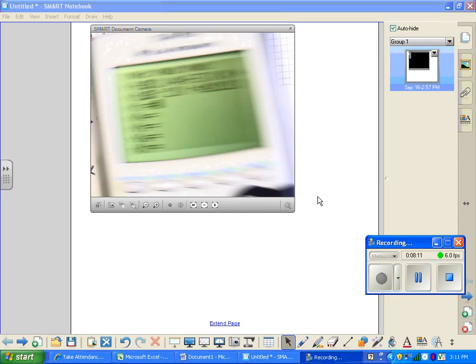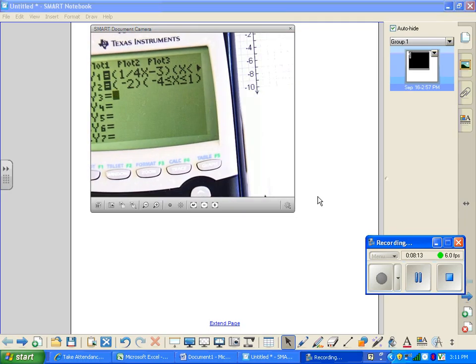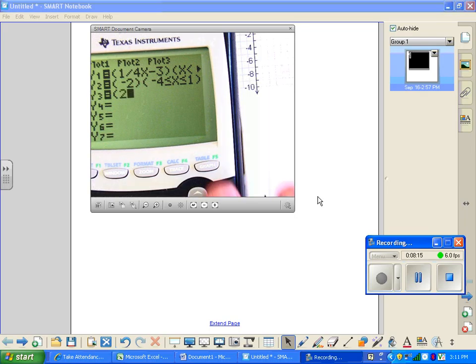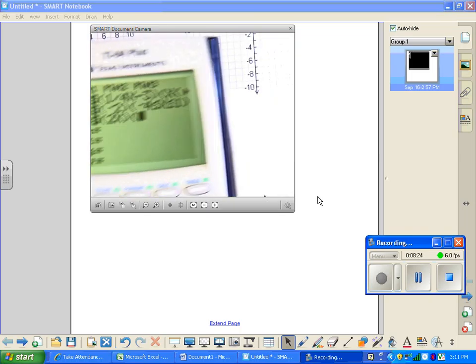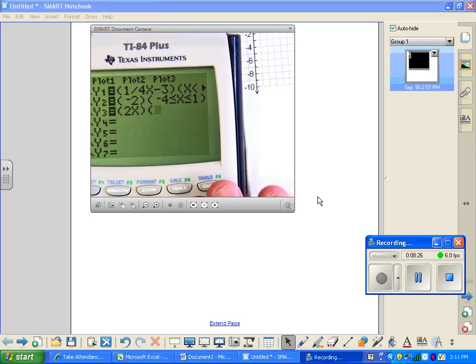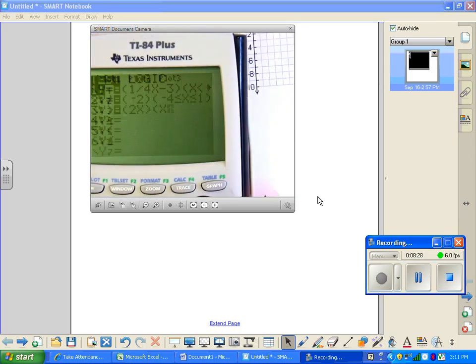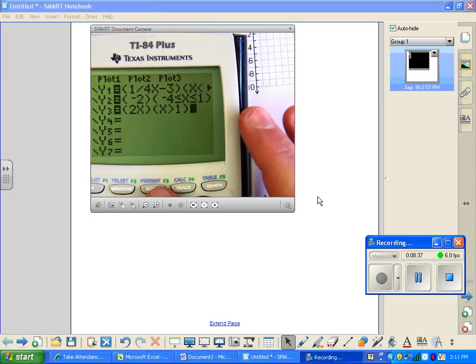Okay, and then the last one, you had 2x. Again, the whole key with the piecewise functions is that everything has to be put in parentheses. And then in the parentheses, that restriction was x had to be greater than 1. So x, and then back to that test menu to get the greater than symbol. And then 1. I set my window to the standard window, so I'll do a zoom 6.